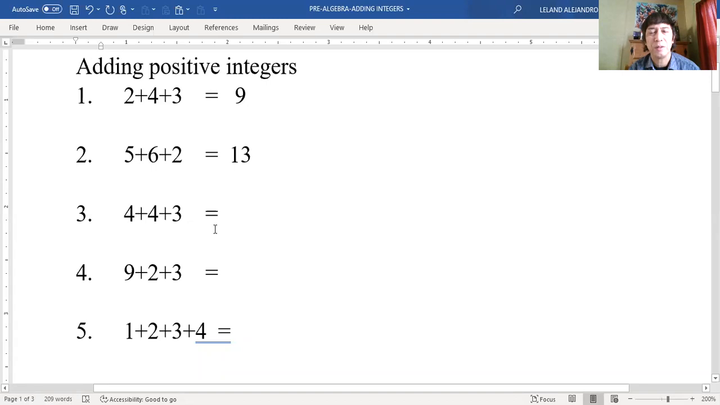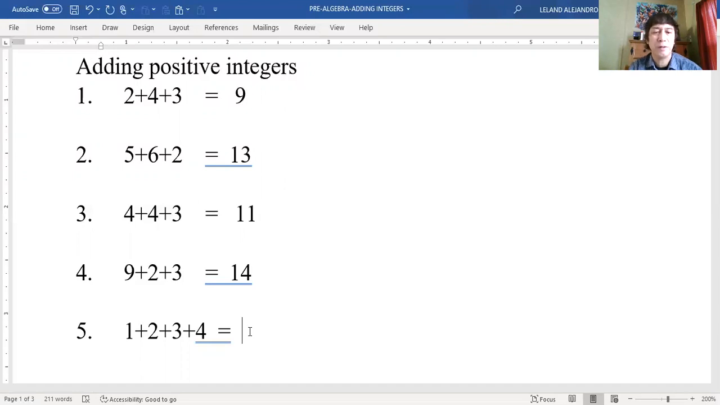Next is number 3. 4 plus 4 plus 3. That should be 4 plus 4, 8. 8 plus 3, that should be a positive 11. Then we go to the next. Number 4. We have 9 plus 2, 11. 11 plus 3, that should be 14. Next, let's have number 5. 1 plus 2 plus 3 plus 4. So 1 plus 2 is 3. 3 plus 3 is 6. 6 plus 4 is 10.